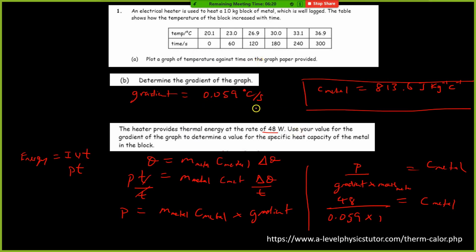I don't remember what your specific heat capacity was, but maybe because the gradient was a little bit higher or lower, it probably affected the result. But this is essentially what you would have been tasked to do.